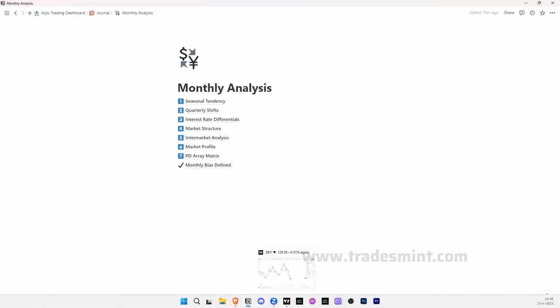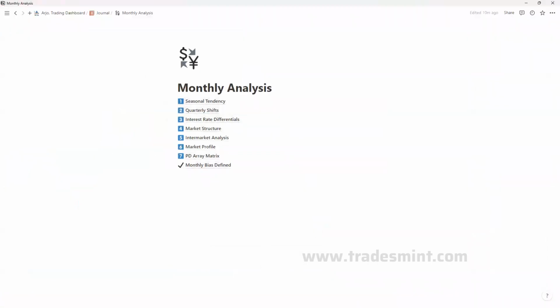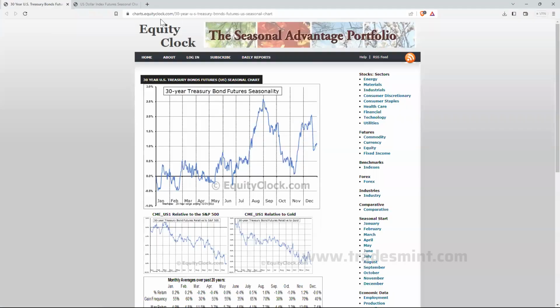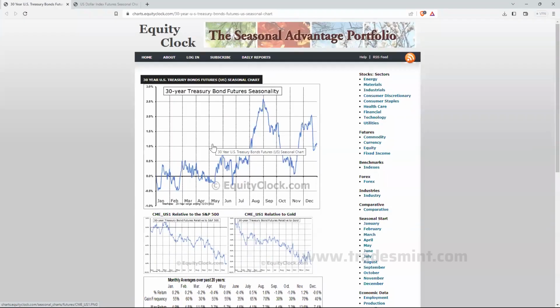All right. Let's dive right into it. So the first thing was seasonal tendencies. Now I have a website right here. This is Equity Clock. If you type equityclock.com, you'll get to this. You'll see charts, seasonality at the top right here. If you click on charts, you'll just get a list with charts, etc. Very easy to follow. And this is something I like to take a look at.